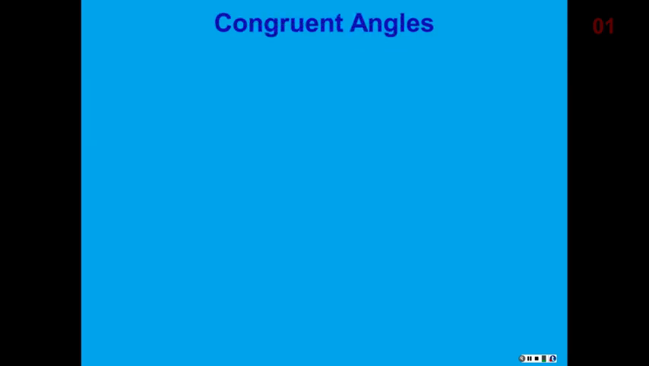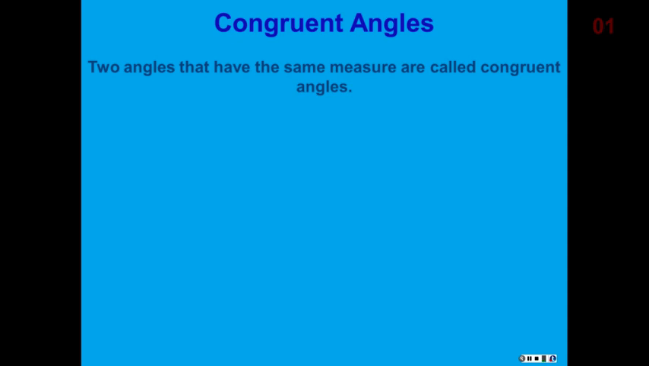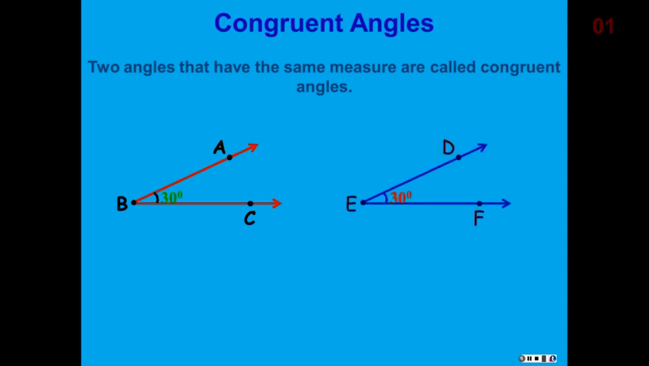Congruent angles, that means that the angles are the same. So two angles that have the same measure are called congruent angles. I have angle ABC, which is 30 degrees. And I have angle DEF, which is 30 degrees. So these two angles are congruent. Congruent angles have the same shape and size.